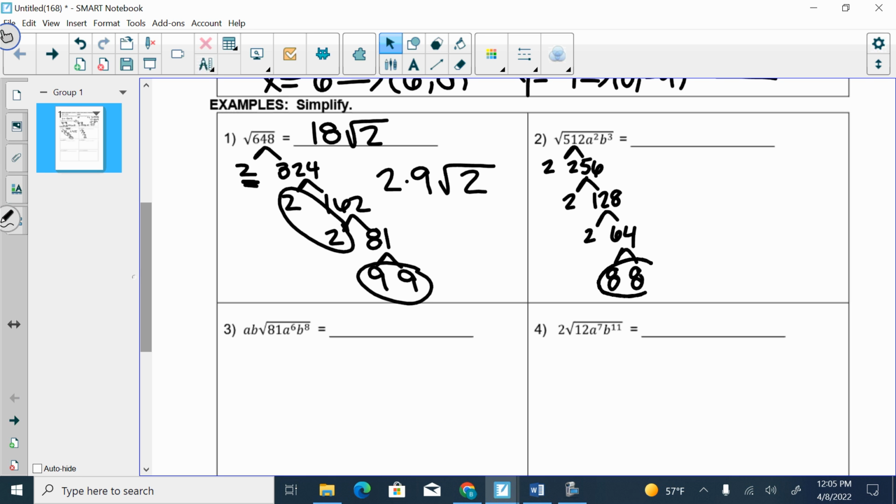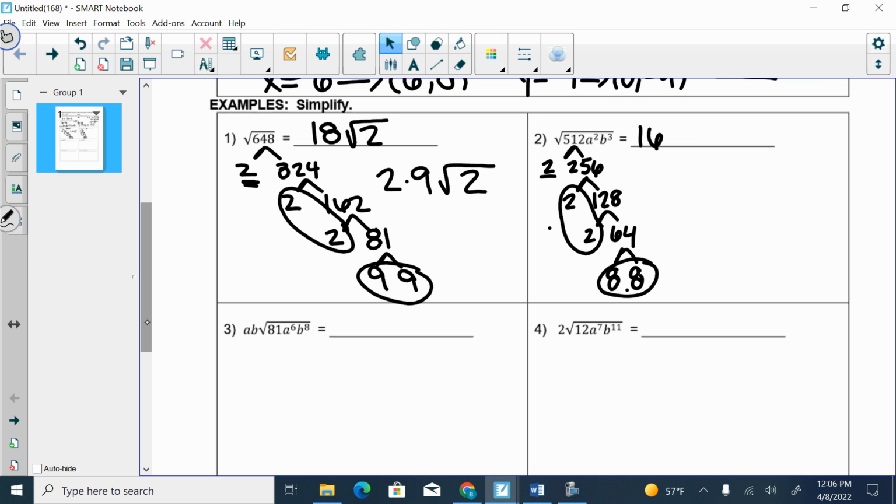Looks like we got a pair of 8s, and what else? A pair of 2s. And do we have any leftovers? Just 1, 2. Very good. All right, so I get to take out a 2 and an 8. What am I going to do with that 2 and 8? Multiply them and we'll get 16. Very good. So I got 16 that I get to take out. And we have that 2 left over.